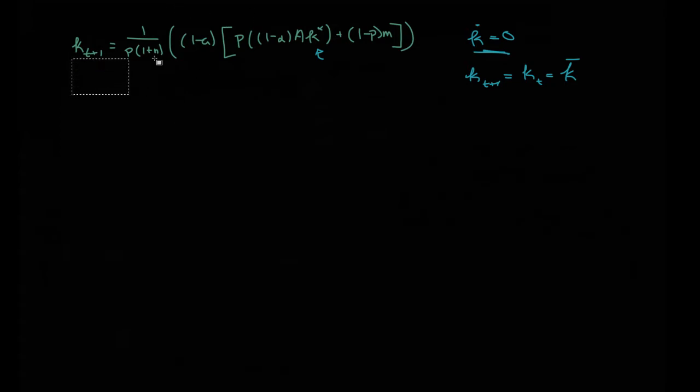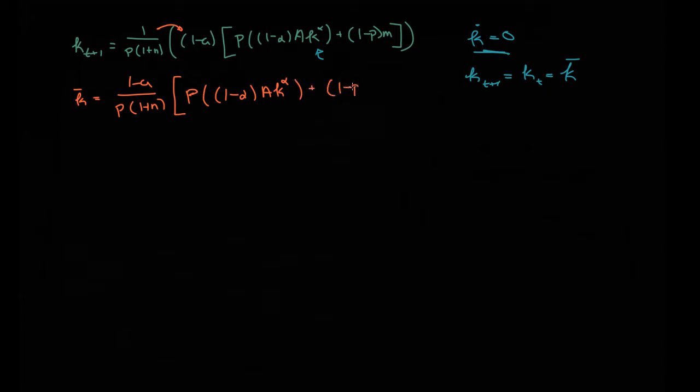Get rid of some of this. Okay. We will have that k bar is equal to, I'm going to begin by multiplying this all together. We're going to build like a big ugly parameter in the end. So we're just multiplying this into here. That's going to be equal to p times the quantity 1 minus alpha a k alpha plus 1 minus p times m.